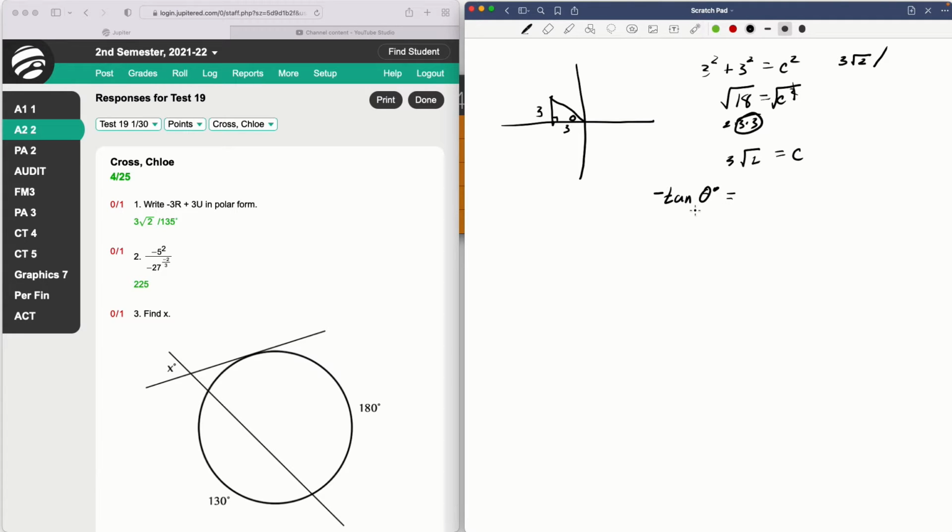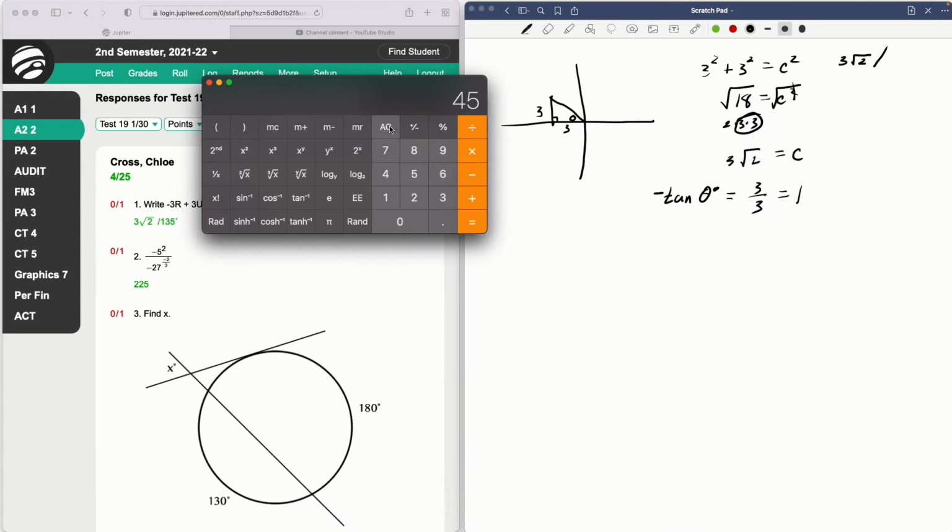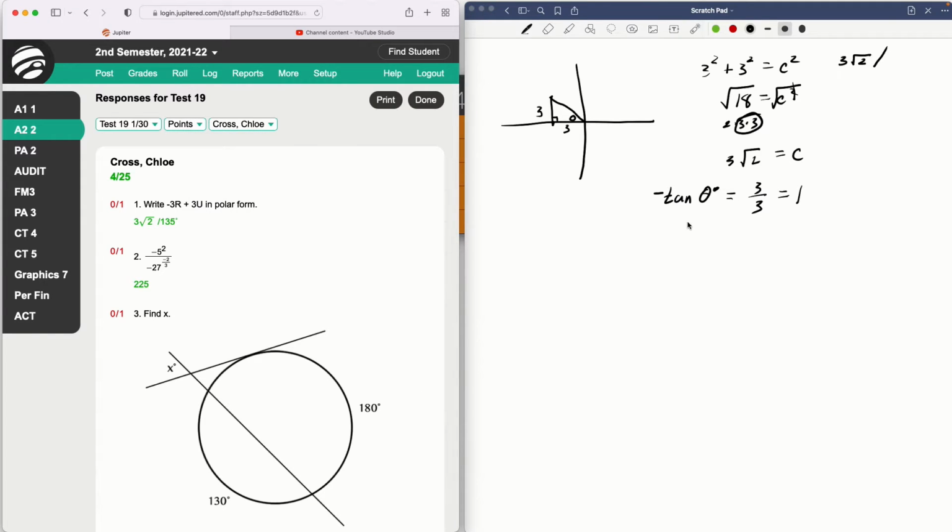And tan is SOHCAHTOA, so OA, opposite over adjacent. That's going to equal 1. The inverse tan of 1 is 45. I'll show you that now. 1 inverse tan is 45. Boom. So 45 degrees.